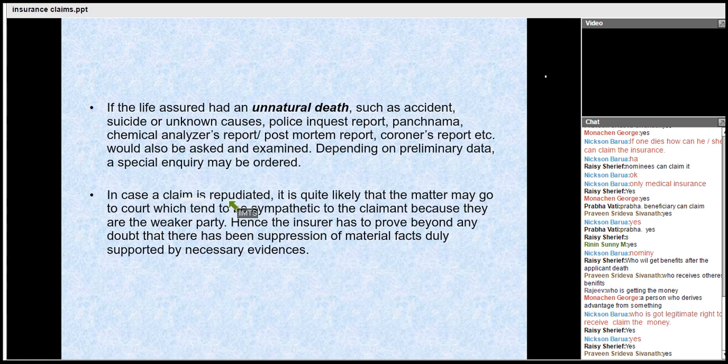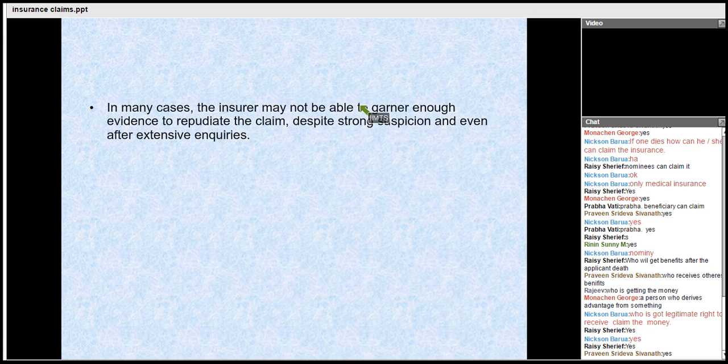So if I am dead, why am I going to claim it? It is quite unlikely that the matter may go to court, which can be sympathetic to the claimant because they are weaker parties. Hence, the insurer has to prove beyond any doubt that there has been a suppression of material facts duly supported by necessary evidence. In many cases, the insurer may not be able to garner enough evidence to repudiate the claim.